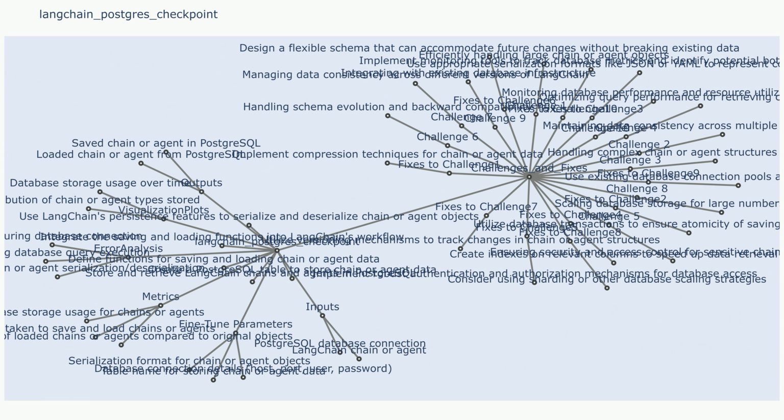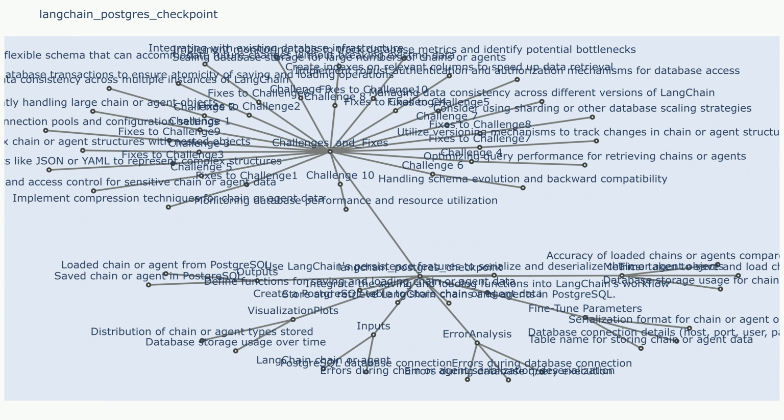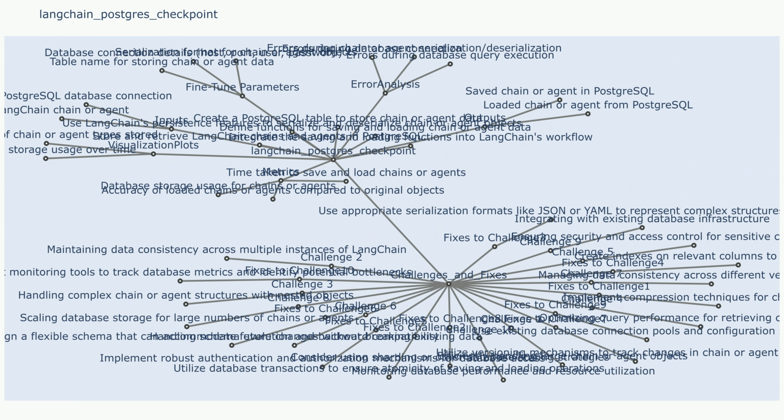Metrics: checkpoint size: the size of the serialized agent state stored in the database. This metric helps gauge the storage efficiency of the checkpointing process. Checkpoint time: the time taken to serialize and store the agent state in the database. This metric helps assess the performance of the checkpointing process. Retrieval time: the time taken to retrieve the saved state from the database and initialize a new agent instance. This metric evaluates the speed of loading the agent from the checkpoint.